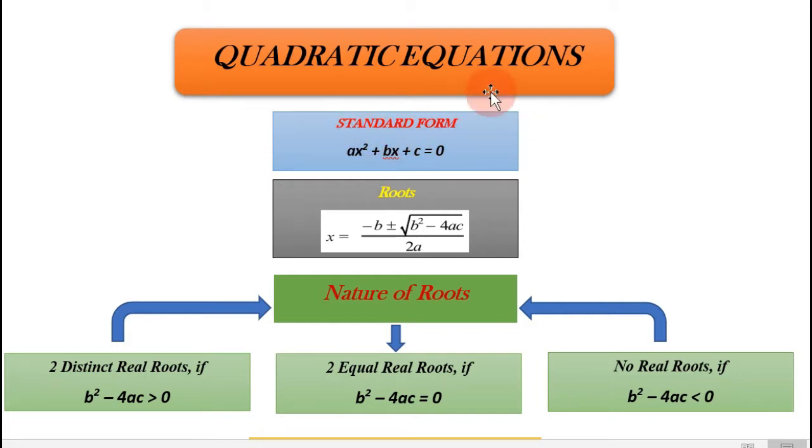The standard form of a quadratic equation is ax square plus bx plus c equals 0. Here the power of the variable is 2. So whenever we compare any quadratic expression with some value, we call it a quadratic equation. In this standard form, a, b and c are real numbers and x is the variable.